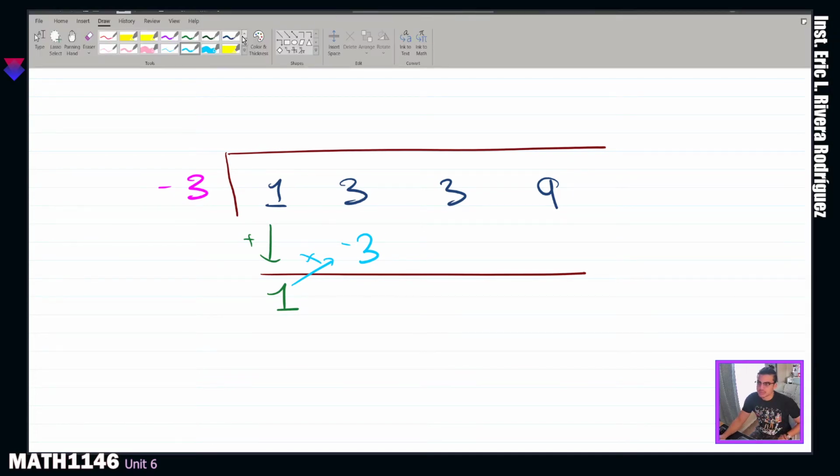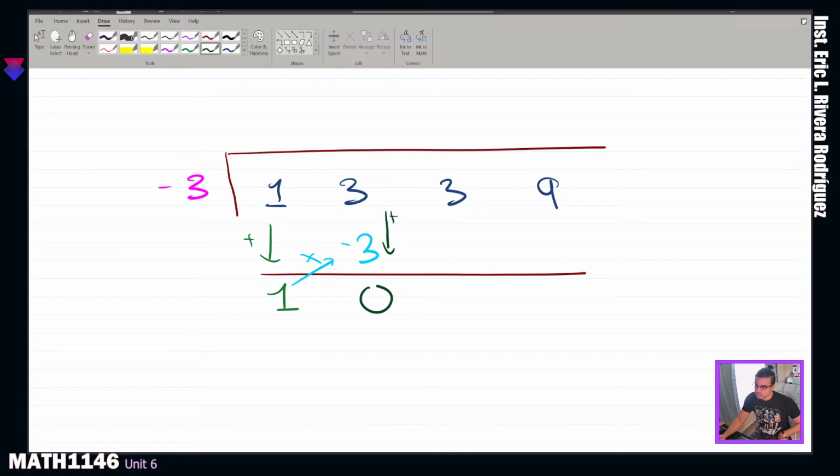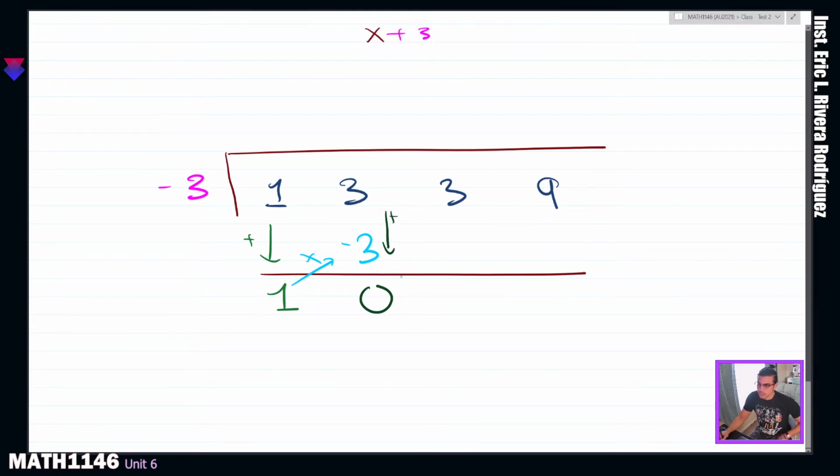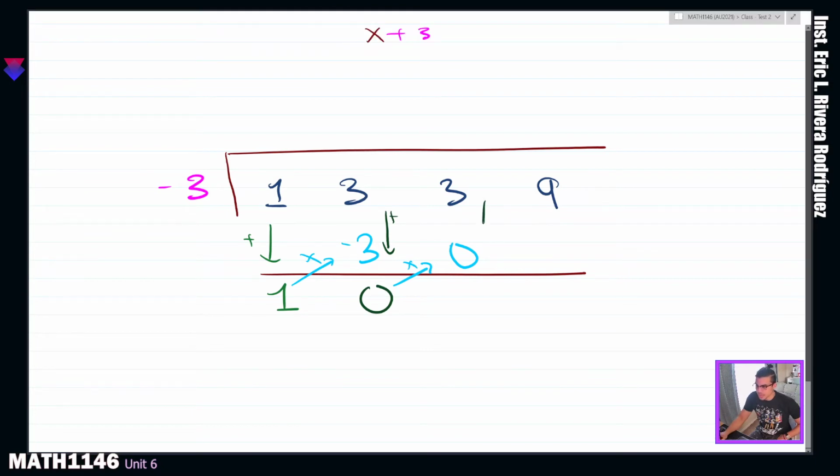Again, down, we add 3 plus -3, 0. Going up, we multiply. What we multiply? The value that we have here times the value that we have outside the rectangle. -3 times 0 is 0. Going down, we add 3 plus 0, 3.